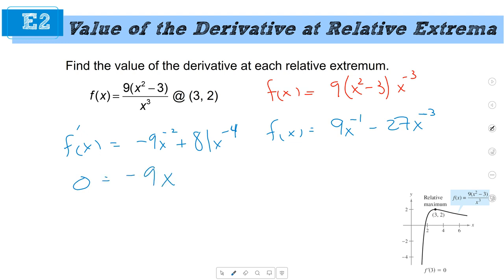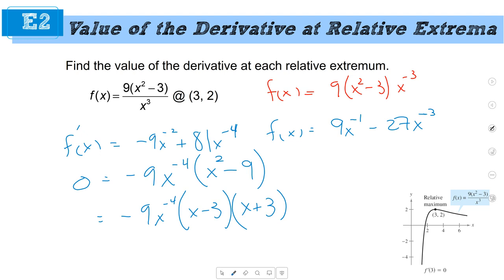So I'd factor out a negative 9x. Do I take out the negative second or the negative fourth? Negative fourth. Always the more negative exponent. So that would be x squared minus 9. Which is negative 9x to the negative fourth times x minus 3 times x plus 3. Woohoo! Okay, so that would be negative 9 over x to the fourth times x plus 3 times x minus 3.